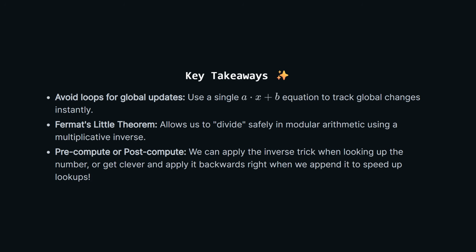So, let's wrap it up. We looked at a really cool way to avoid slow loops by tracking a global multiplier and adder. We learned that you can't just divide in modulo math, but Fermat's little theorem gives us a workaround. And finally, we saw that by saving a reversed version of our number right at the start, we can make retrieving it later lightning fast.